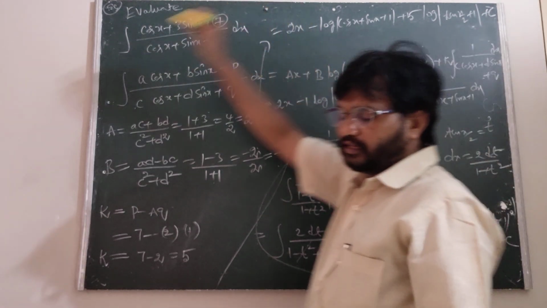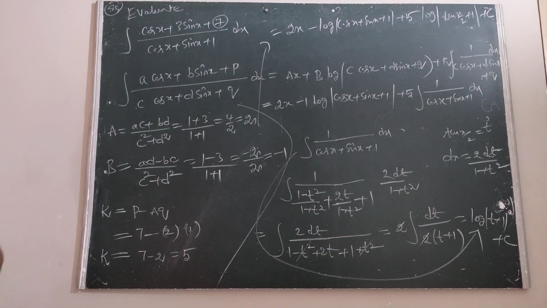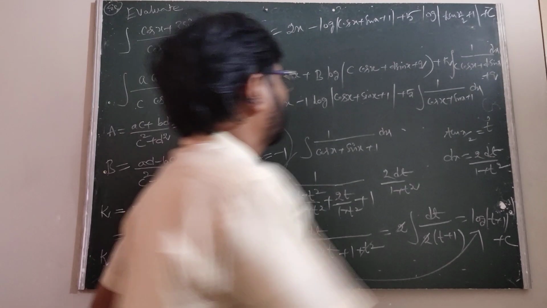This is our final solution. 2x, is it okay? 2x minus log mod of cos x plus sin x plus 1, plus 5 into log mod of 1 plus tan x by 2, plus c.